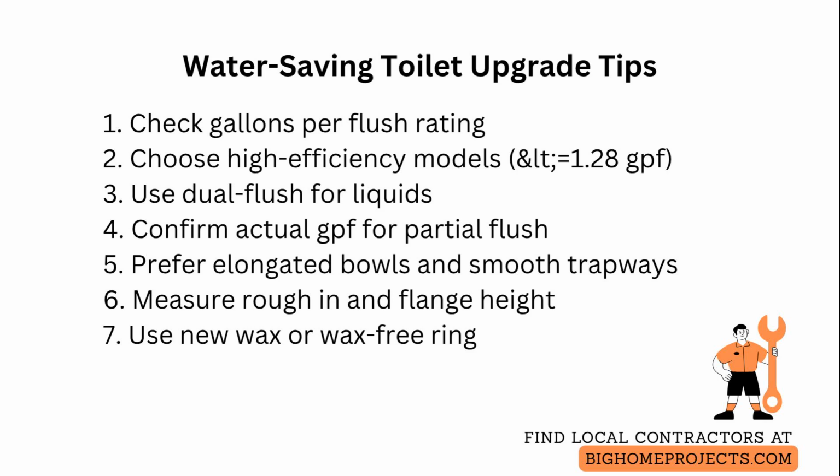Consider bowl shape and trapway design because elongated bowls and wider, smoother trapways reduce clogging and improve siphon action, which reduces the need for multiple flushes. When replacing a toilet, check rough-in measurements, flange height, and whether the bathroom layout allows for an elongated bowl, since swapping sizes can require changing the flange or resetting the floor.